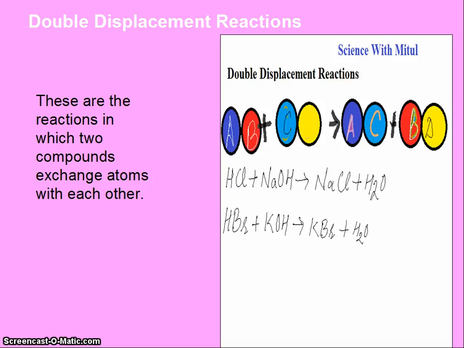Double displacement reactions. These are the reactions in which two compounds exchange atoms with each other. In the given example, you can see it is called neutralization reaction. Hydrochloric acid, when it reacts with sodium hydroxide, gives rise to sodium chloride and water. So both the reactants have exchanged their atoms. So these are called double displacement reactions.